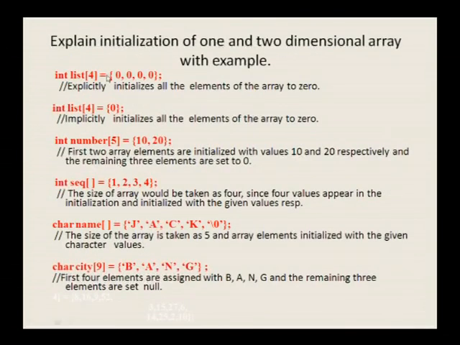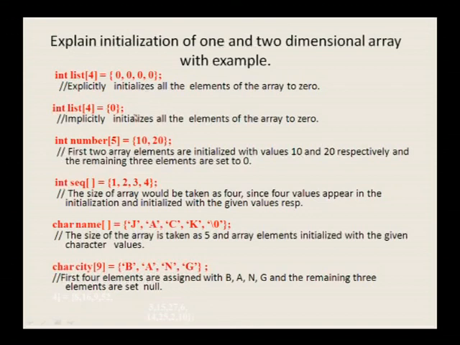Then this says about the initialization of 1 and 2 dimensional arrays with examples. We have several examples over here. I will just discuss one or two amongst them. That is, int list of 4 is equal to, we are assigning all the values for the 4 elements that we have declared in the list. So, here explicitly we are initializing all the elements of the array to 0.